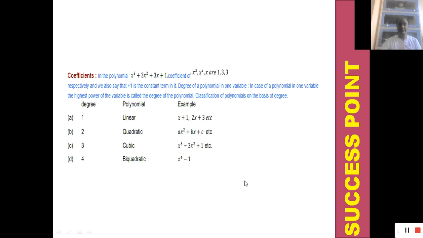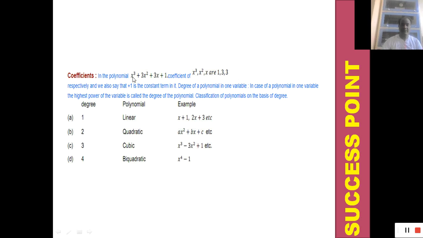Now we discuss coefficients. In an algebraic expression or in a polynomial, there are many coefficients. A coefficient means a multiple of something. Here a polynomial is given: x to the power 3 plus 3x square plus 3x plus 1. The coefficients of x to the power 3, x to the power 2 and x are 1, 3 and 3.